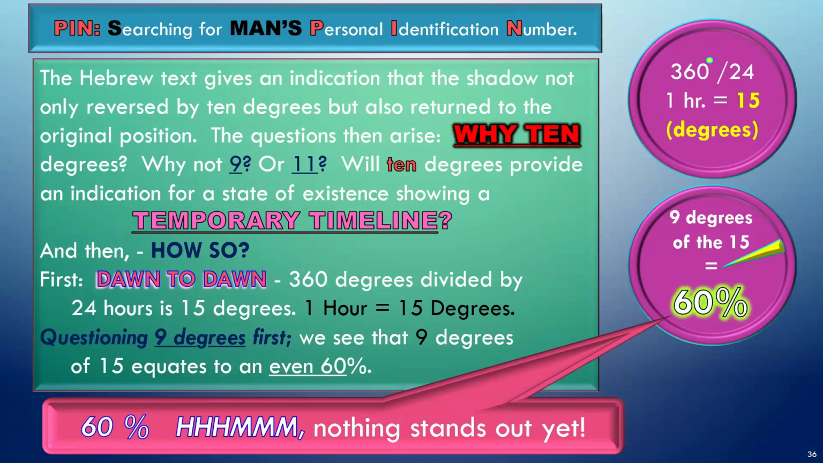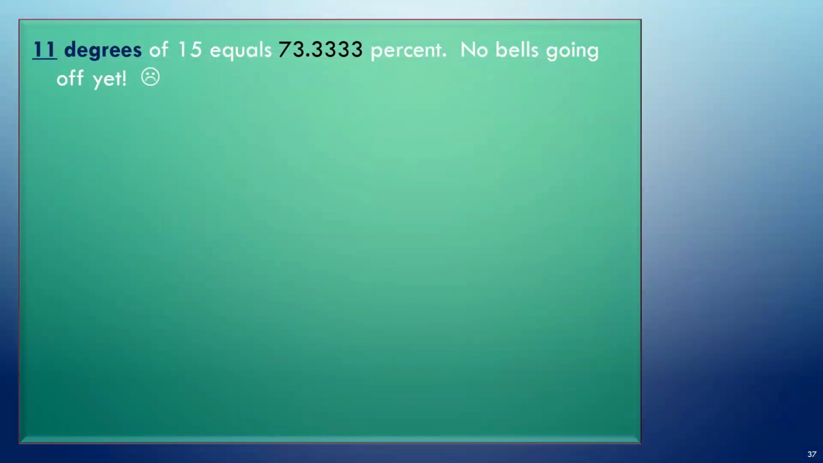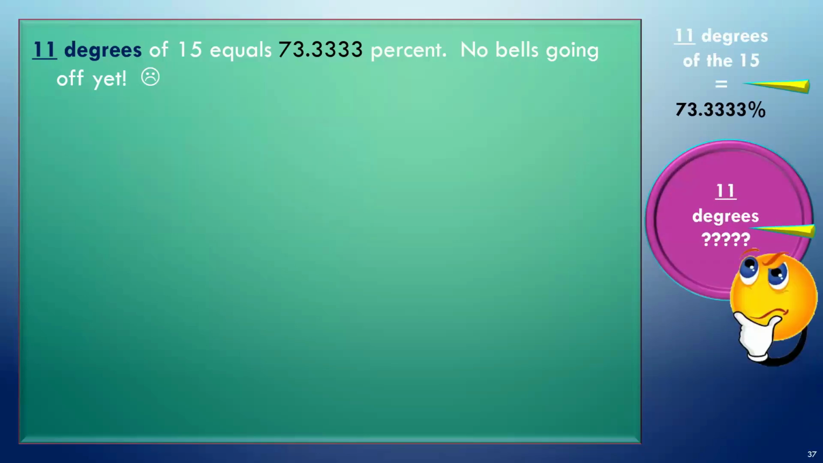60%, huh? Nothing stands out yet. 60% doesn't do anything, no indication of anything. It seems like maybe the 9 degrees out of the 15 just cannot be applied to anything, any connection. Let's move on. This 9 is not working. But let's look at 11 degrees first. 11 degrees of 15 equals 73.3333%. No bells and whistles going off yet. 73% makes no difference. 11 degrees has no meaning. We need to look at 10 degrees of 15.